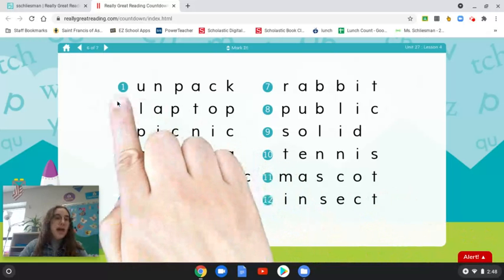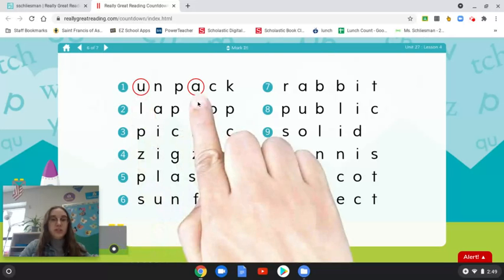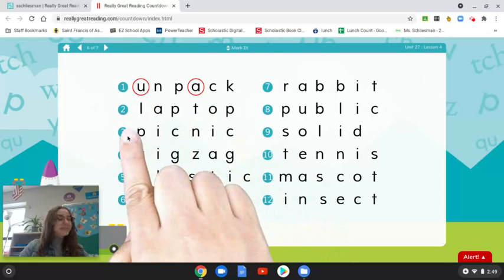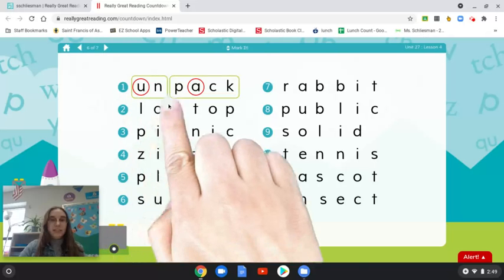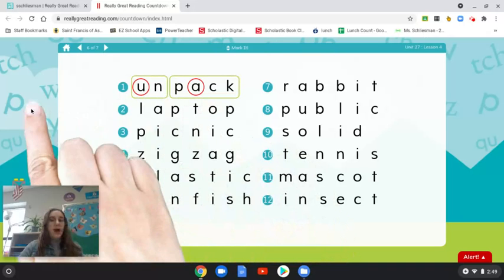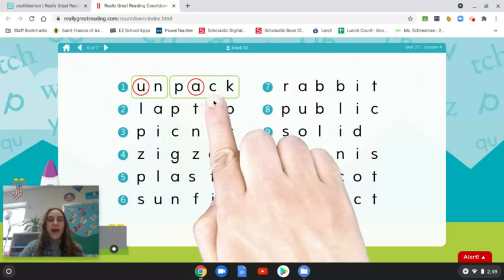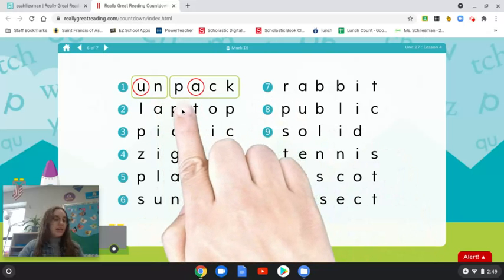Let's look at number 1. How many vowels are in this word? 2. Good. Are they next to each other? No. I'm going to circle my 2 vowels. How many syllables are there then? 2. So I'm going to put a rectangle around each syllable. Good. Un, pack, unpack.